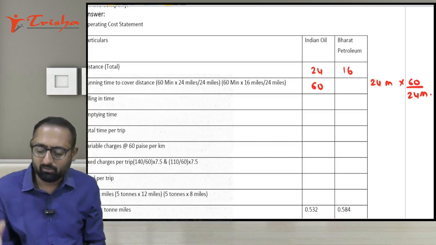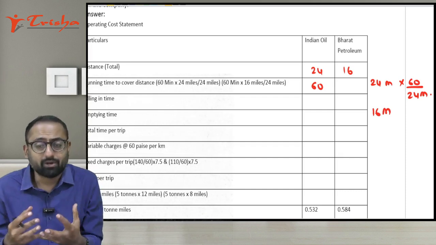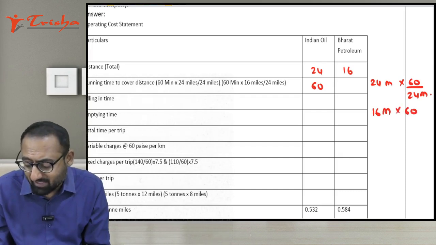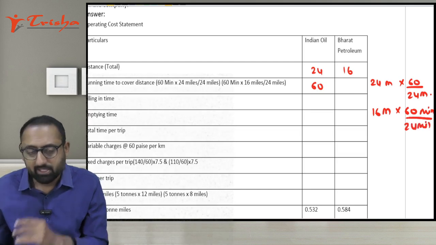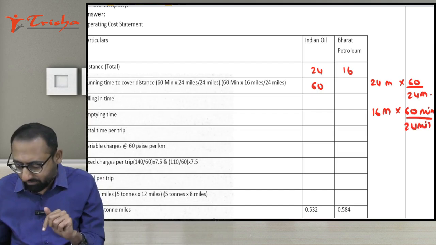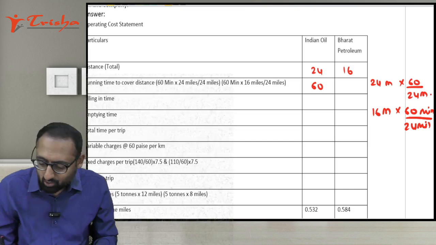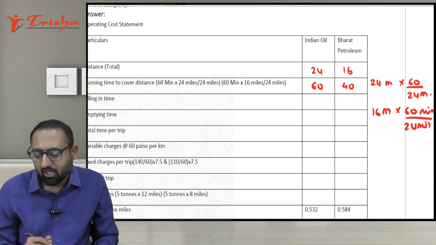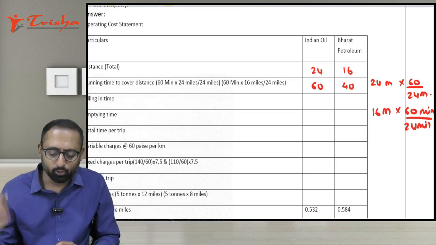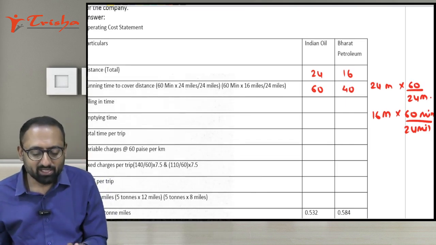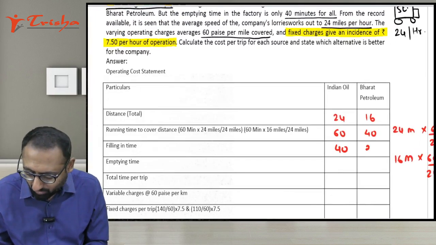Now for Bharat Petroleum, you'll have to calculate that. Guys, you just have to travel 16 miles multiplied by 60 minutes divided by 24 miles. In 60 minutes, you are going to travel 24 miles, but actually you need to travel only 16 miles. So only 40 minutes will be required to complete the operation of transportation from the factory to Bharat Petroleum and Bharat Petroleum to the factory. Now filling-in time, you can check that. Filling-in time is also given: 40 minutes for Indian Oil and 30 minutes for Bharat Petroleum.